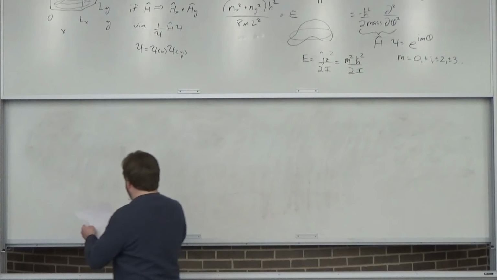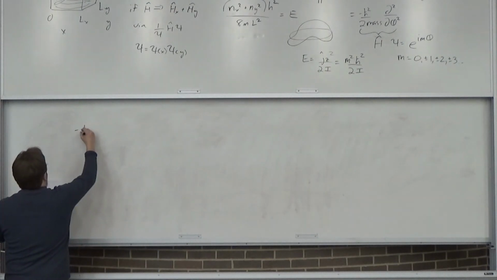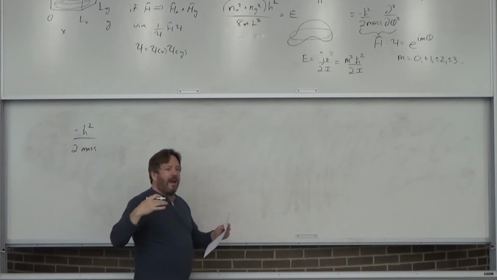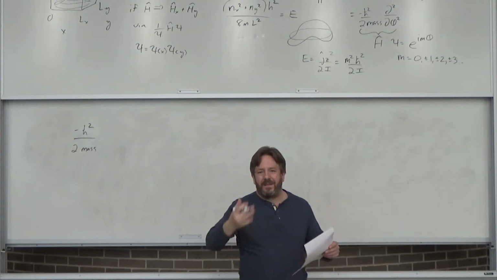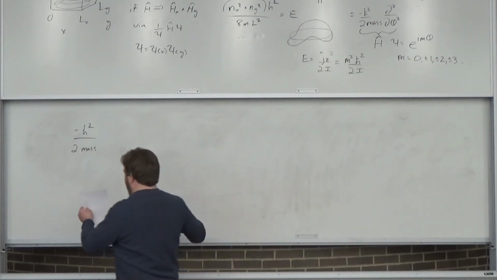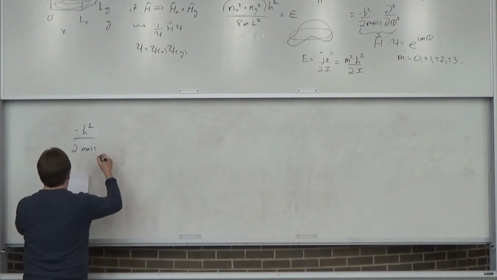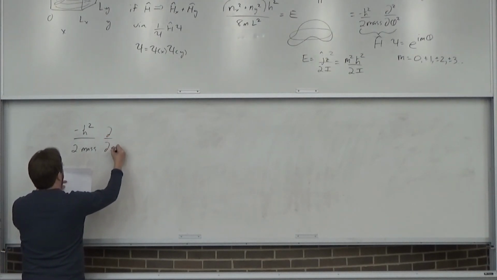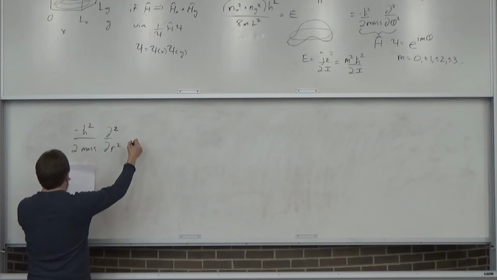Okay, so what does that look like? Minus h bar squared over 2 times the mass. And remember how I'm always so annoyed that I can't use m for mass because of the 2D rigid rotor quantum number. I don't know, when people were developing this stuff, they should have realized how annoying that would be. It drives me nuts.